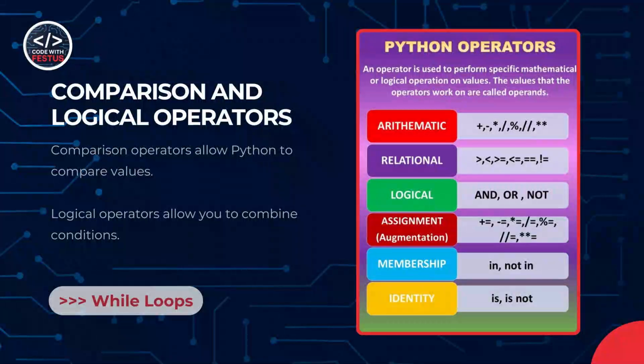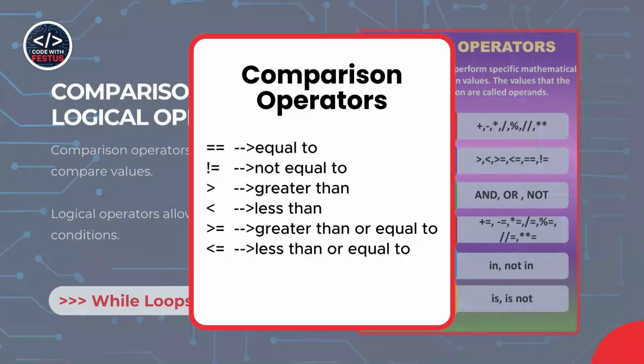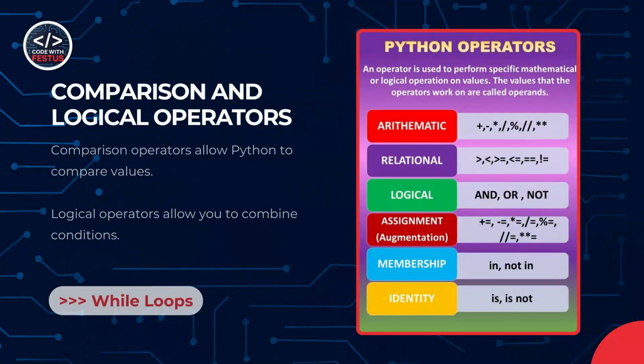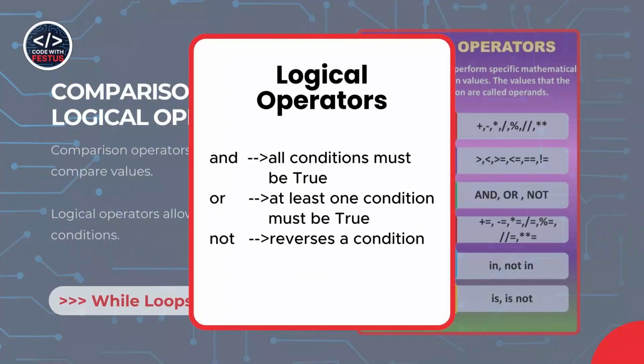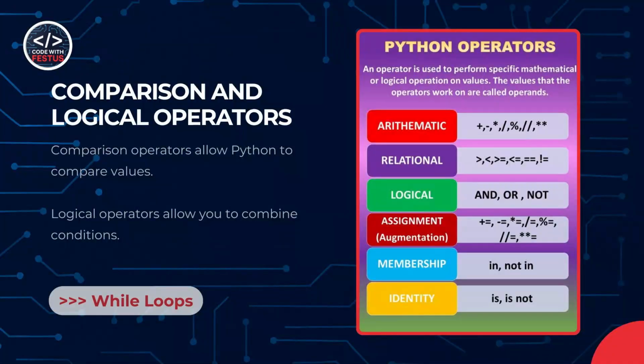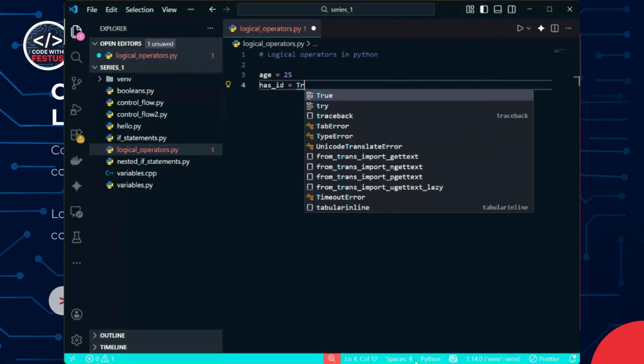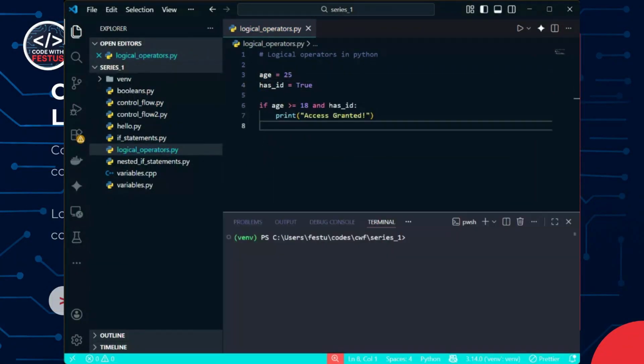Comparison and logical operators. Comparison operators allow Python to compare values: double equals, not equal to, greater than, less than, greater than or equal to, less than or equal to. Logical operators allow you to combine conditions: and means all conditions must be true, or means at least one condition must be true, and not reverses the condition. Example: if age >= 18 and has_id, print access granted. These operators mirror how we reason in real life. Python just enforces them strictly.